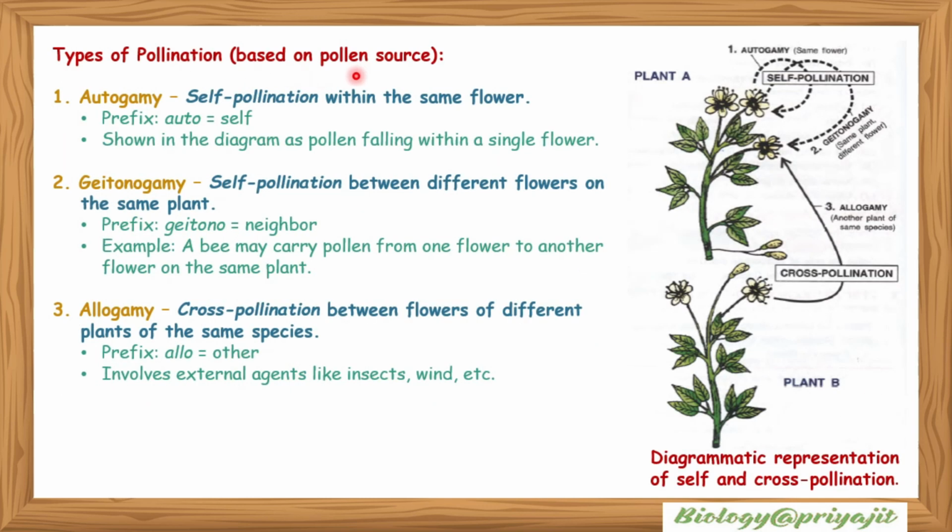Types of pollination based on pollen source. This is a diagrammatic representation of types of pollination: self and cross pollination. Basically, self pollination is of two types: autogamy and geitonogamy, and cross pollination is also called allogamy. Autogamy means self pollination within the same flower. It is shown in the diagram as pollen falling within a single flower, a kind of self pollination. Geitonogamy is another kind of self pollination which occurs between different flowers on the same plant. But allogamy is the cross pollination between flowers of different plants of the same species.